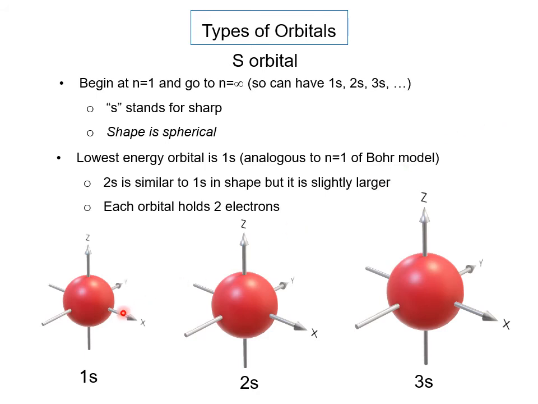So here I'm showing you the 1s, here I'm showing you the 2s, and here I'm showing you the 3s. Each of these orbitals holds 2 electrons. So remember that we said in the Bohr model, n equals 1 holds 2 electrons. That's why the 1s is analogous to n equals 1, because it also holds 2 electrons.